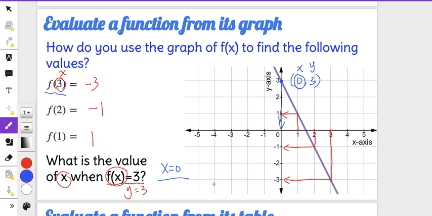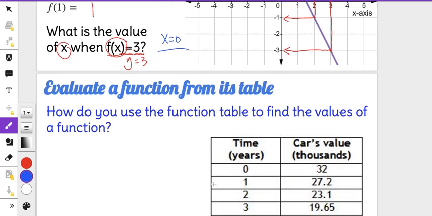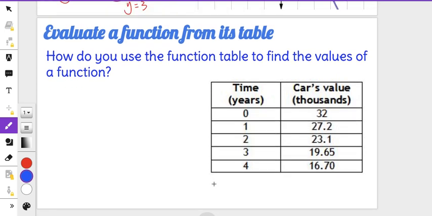Okay, that's how we use the graph. Now, the last one, we have a function table. This function table tells us the value of a car, which decreases through the years: after 0 years, after 1 year, after 2 years, 3 years, 4 years. So, for example, if I ask you, how do we find the cost of the car after 2 years? Then again, this is our x or input, in this case, it's time.